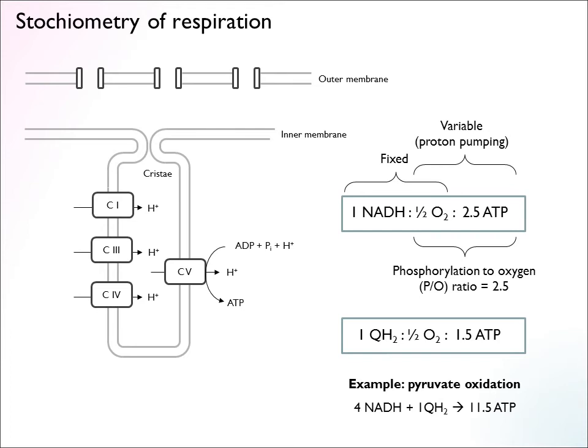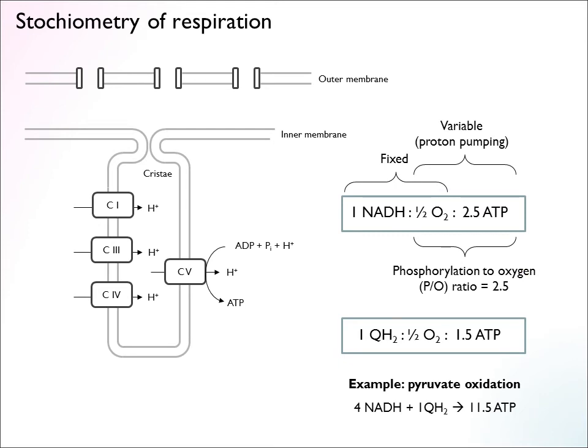So that's fixed. But the other part, to actually make ATP, that is variable because that depends on the proton pumping, and this is a sort of more messy physical process. So that's variable. But we think that in most cases, this ratio is about 1/2 of an oxygen, so you can say one oxygen atom to 2.5 ATP. This is sometimes called the PO ratio, so the ratio of phosphorylation, meaning synthesis of ATP, to oxygen, the PO ratio. This is about 2.5.